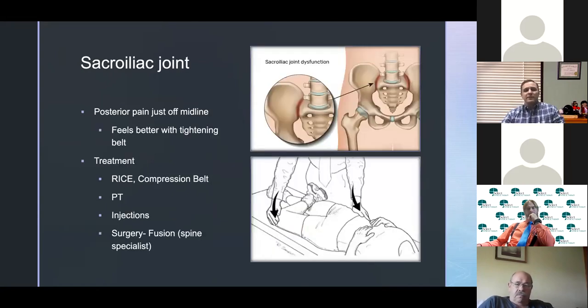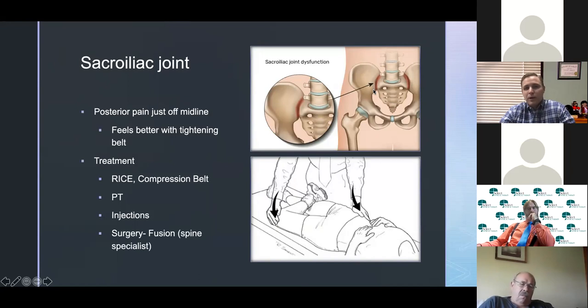Next, we're going to talk about the sacroiliac joint. This is the joint where your spine comes down and joins with your pelvis. So your sacrum is the very bottom portion of your spine. And you can see that area here. This is the sacrum. And then this is the ilium up here. And the sacroiliac joint is right here.